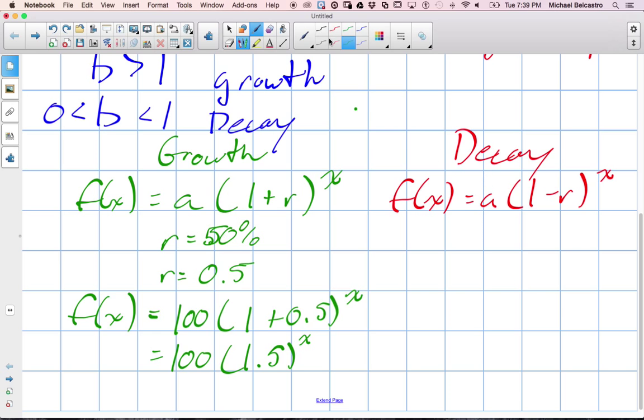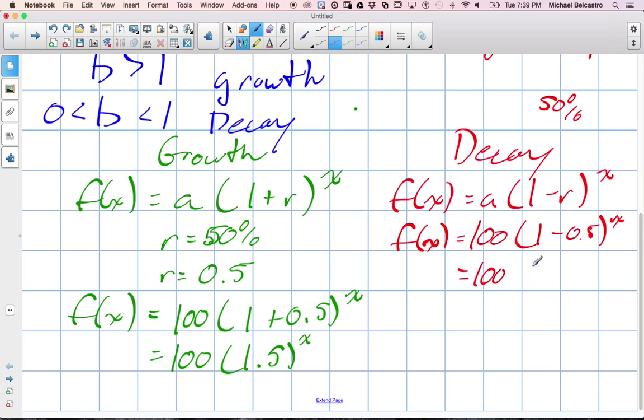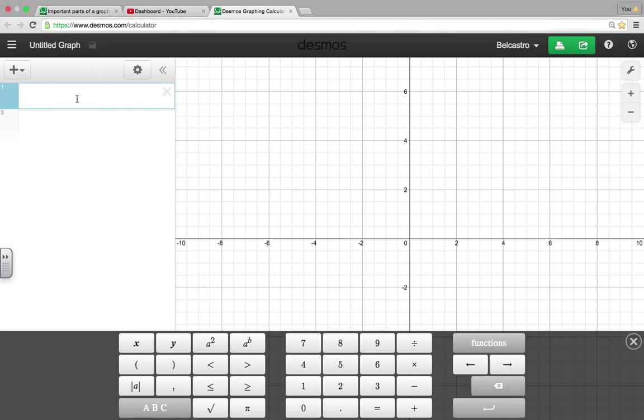Let's say it's the complete opposite with decay. We start with 100, but it's decaying by 50%, so being cut in half every single time. We would start with 100, and then we have 1 subtract 0.5. And 1 subtract 0.5 is actually going to be 0.5. So now we have 0.5 to the power of x, and that's an x, there you go. These are our b values, right? This b value is less than 1, and this b value is greater than 1, hence why this is growth and this is decay.